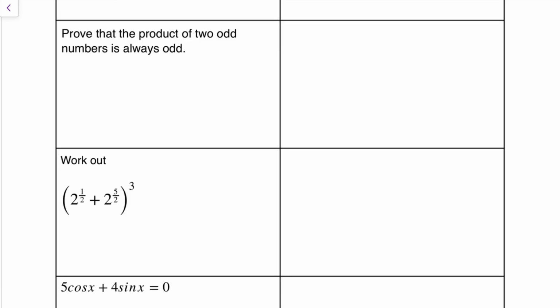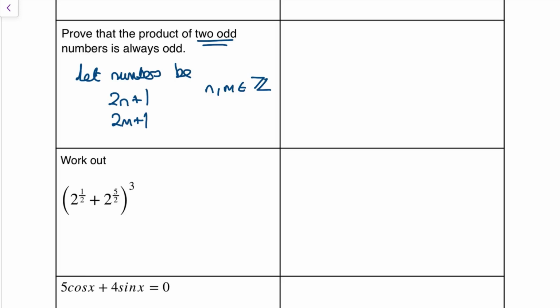Prove that the product of two odd numbers is always odd. Now, the first thing to note is these are not consecutive numbers. So I'm going to let my numbers be 2n plus 1 and 2m plus 1. And just so I've written it down, because I like to be precise, n and m are both integers. If you haven't seen the Z symbol before, it just means it's an integer.